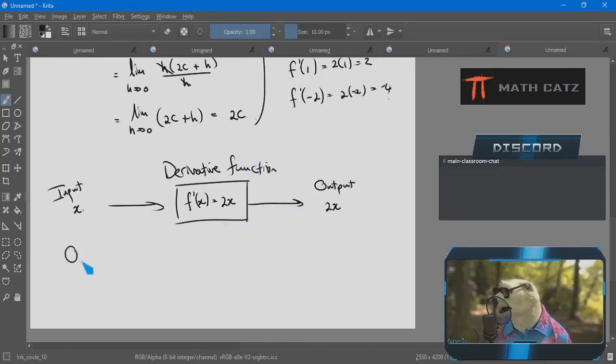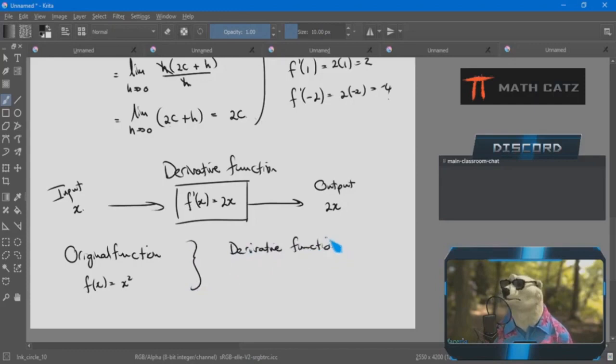So I have my original function, f of x equals x squared, and I have my derivative function, f prime of x equals 2x. Each one individually is a function. It has an input, it has an output. It's just calculating the output in a different way, but they're each a function.